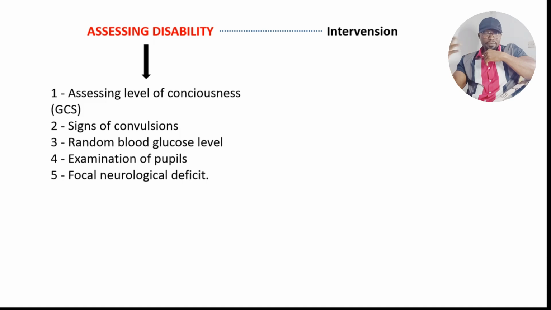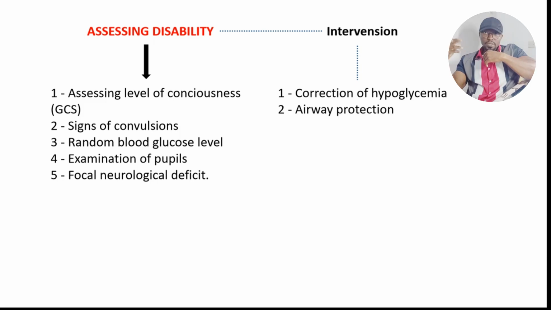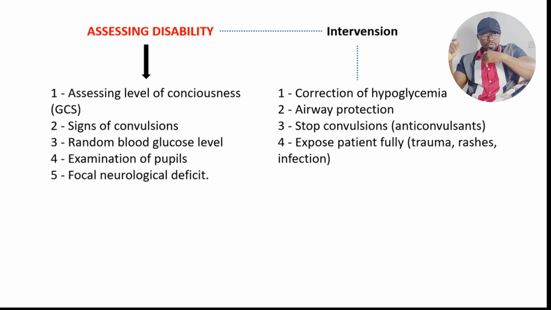Interventions that can be performed during the disability assessment include correction of the hypoglycemia, airway protection, stopping the convulsions by administering anticonvulsants, among others. Now, it is very important to fully expose the patient and rapidly assess for body signs of trauma, rashes, and sometimes infection.